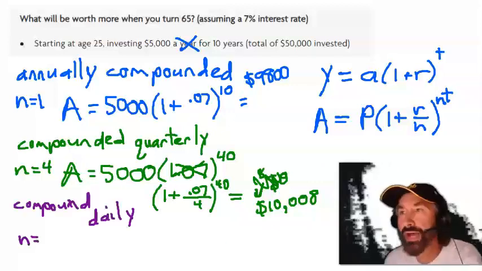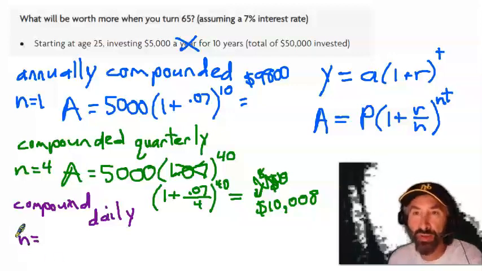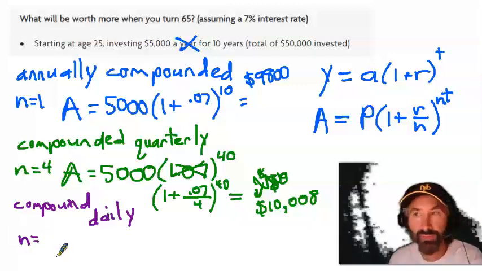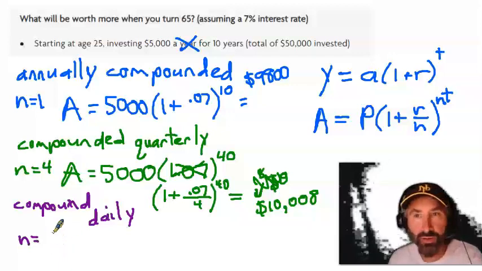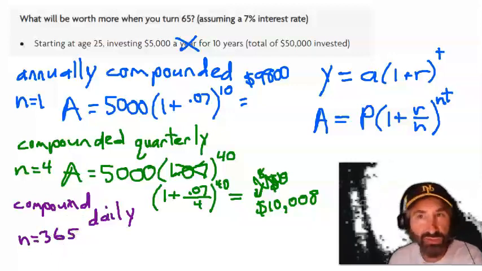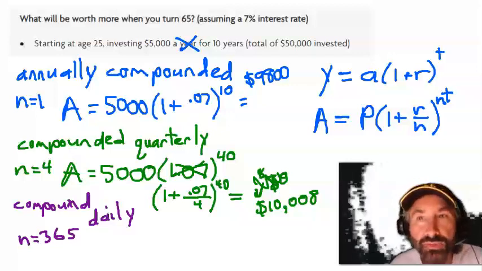Okay, so now we're going to try compounding daily, and I'd like you to see if you can remember what n equals when we're compounding daily. Go ahead and pause the video if you need to. All right, I'm about to tell you. Here I go. N equals, for daily, 365. So this is going to be kind of interesting. Let's go ahead and do the math and see how it works out.